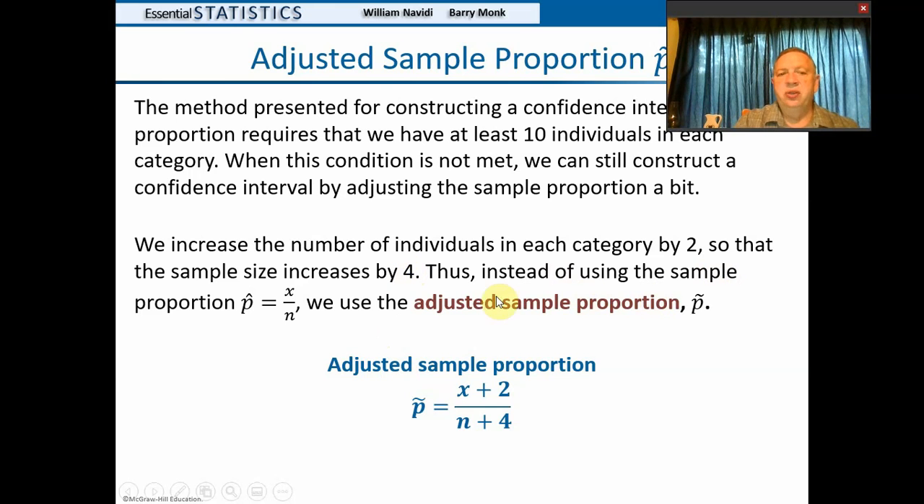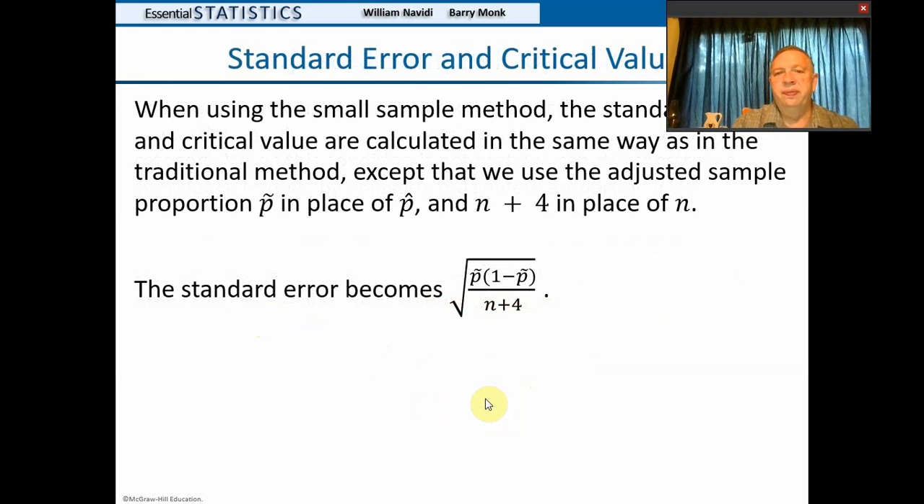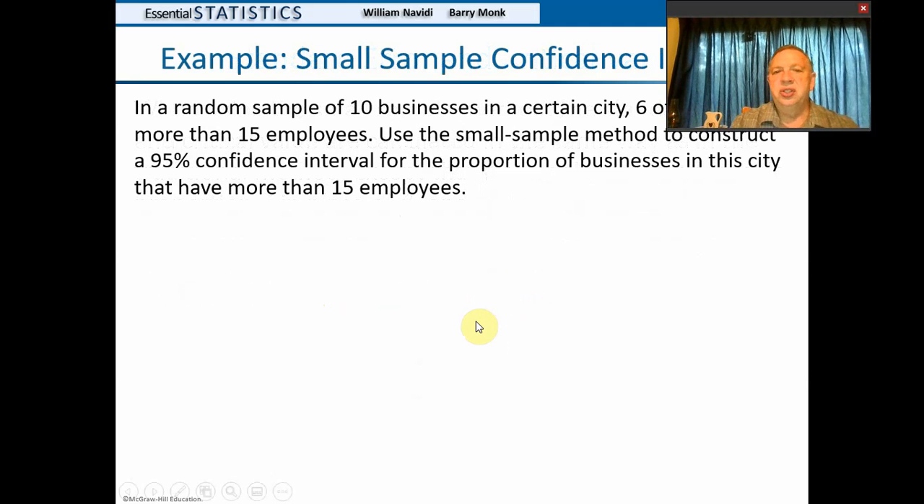Okay, so instead of using the sample proportion p hat, x over n, I'm going to do x plus 2 over n plus 4. That gives us an adjusted sample proportion. And notice, I'm no longer using p hat. Here's the p hat, this is p tilde. And that gives us p tilde equals x plus 2 over n plus 4. And then everything else is going to be the same. Standard error becomes the square root of p tilde times 1 minus p tilde over n plus 4. So it's just the formula tweaked a little bit.